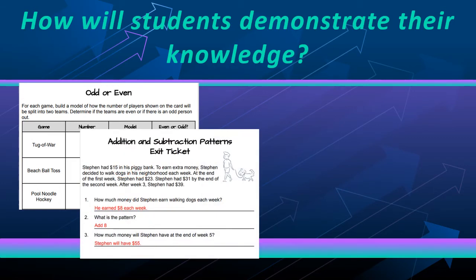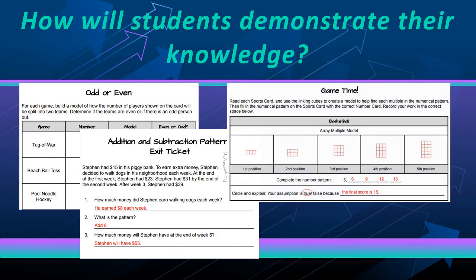Our next example of an exit ticket, this is showing the addition and subtraction patterns. A word problem is posed, and then they answer questions to understand what is happening, how much money the child is earning each week. Here we have an example of multiples.